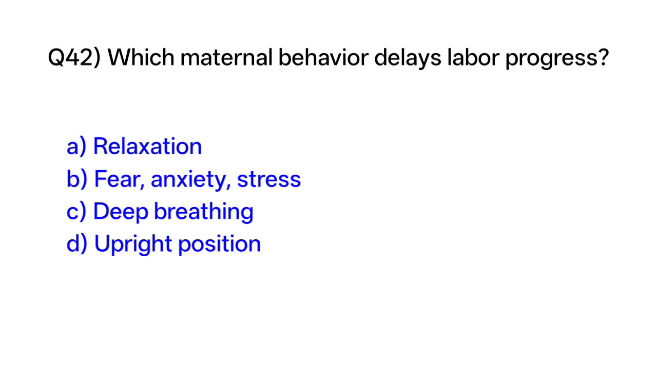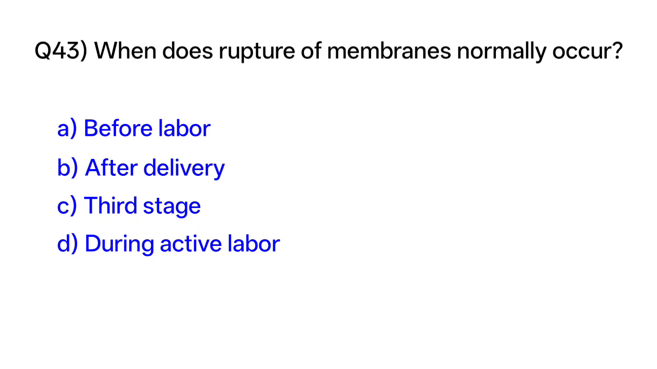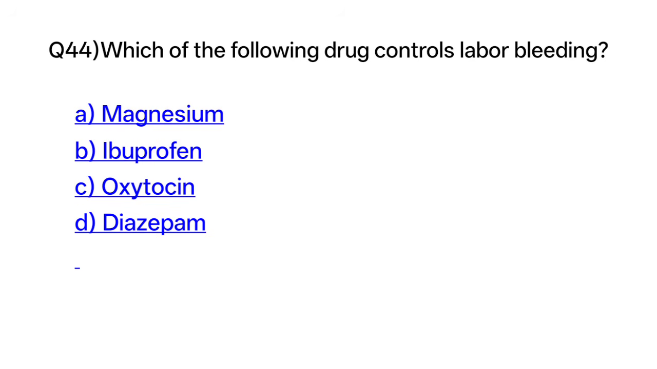Question number 42. Which maternal behavior delays labor progress? The correct option is B. Fear, anxiety, and stress. Question number 43. When does rupture of membranes normally occur? The correct option is D. During active labor. Question number 44. Which of the following drugs controls labor bleeding? The correct option is C. Oxytocin.